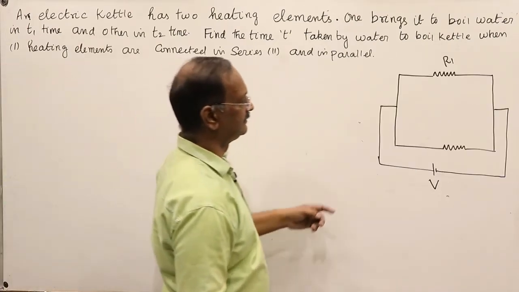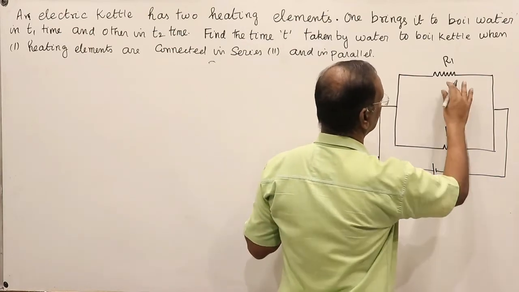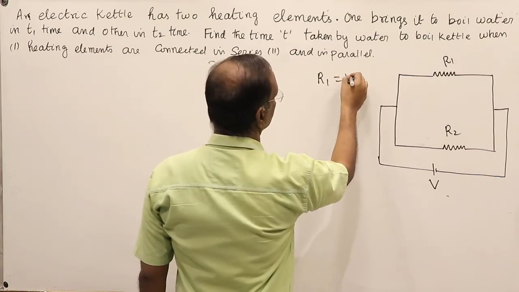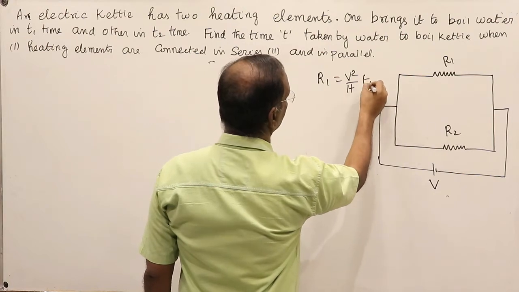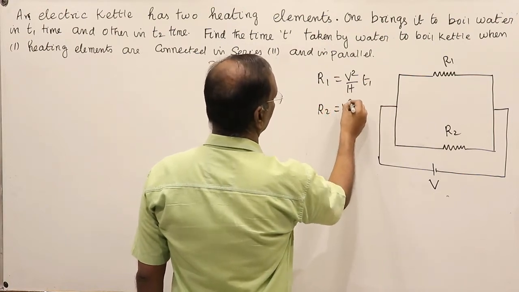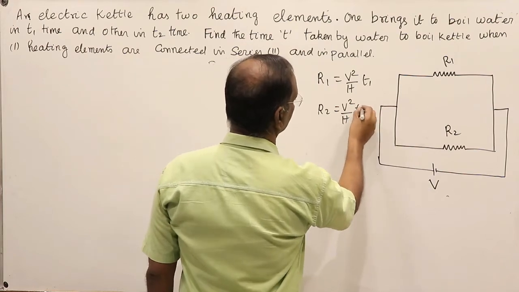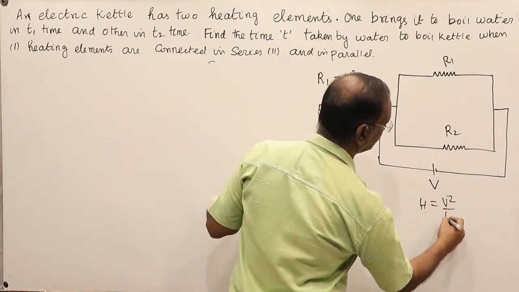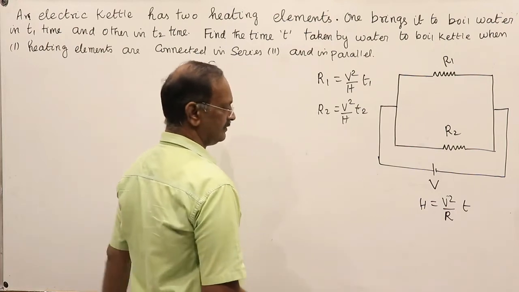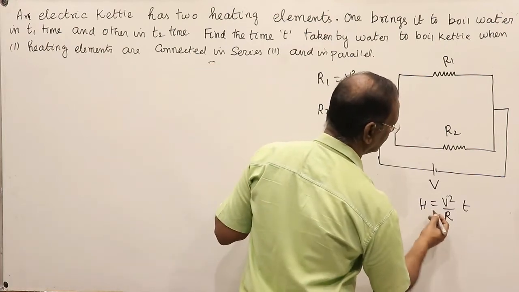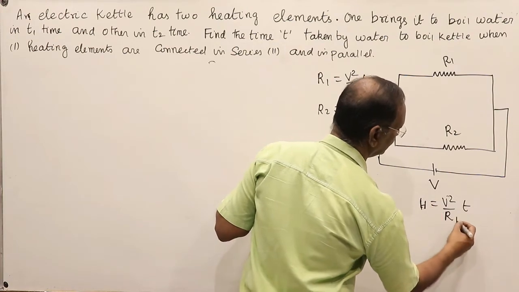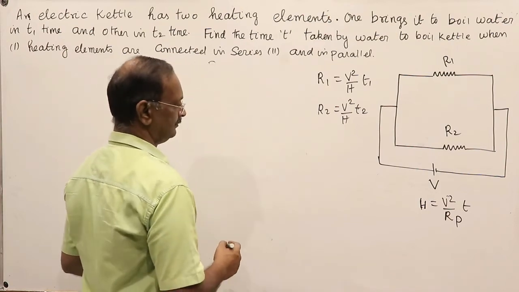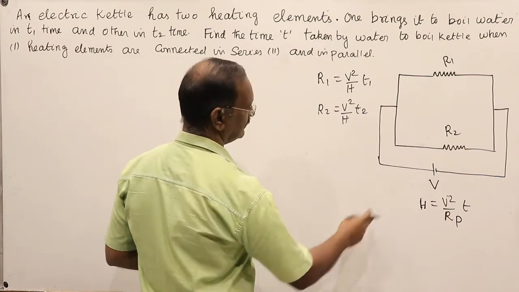When connected in parallel, this is R1, this is R2, kettle number 1, kettle number 2. As before, we know R1 is equal to V square T1 by H, and R2 is equal to V square T2 by H. Now, what is the heat produced? Heat produced is equal to V square by R into the total time taken, this is the power into time. Here both are in parallel, so the net heat is V square T by R parallel. What is R parallel?